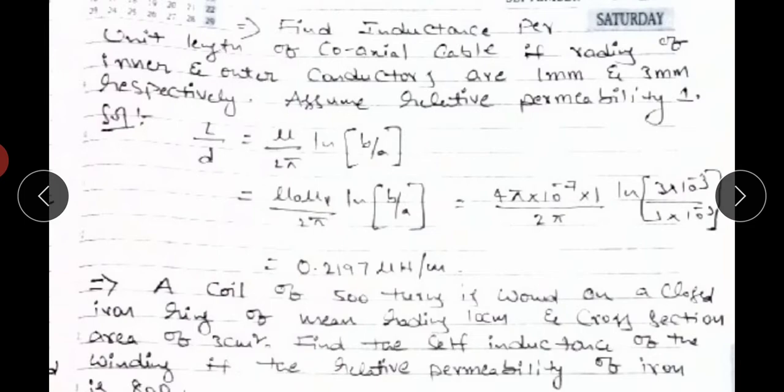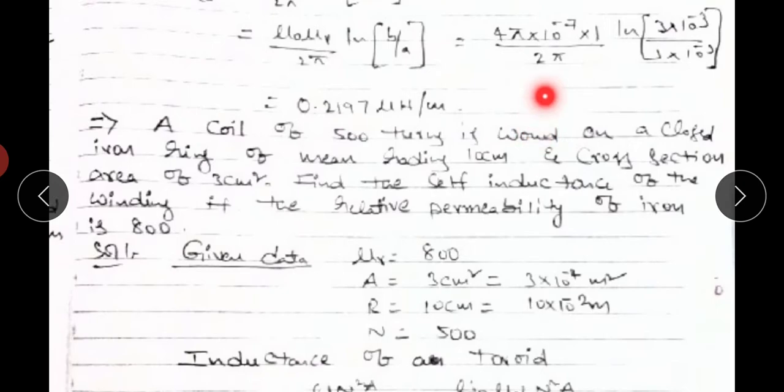In some problems we have to find the inductance itself. In that case the formula is L equals mu into d by 2 pi ln b by a. By using that formula we can find the coaxial cable inductance value. Here we have to determine the inductance per unit length, that's why we use the earlier formula. If they want the inductance value of a coaxial cable, then we use L equals mu by 2 pi ln b by a into d.